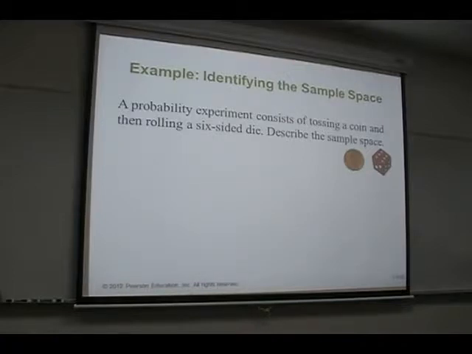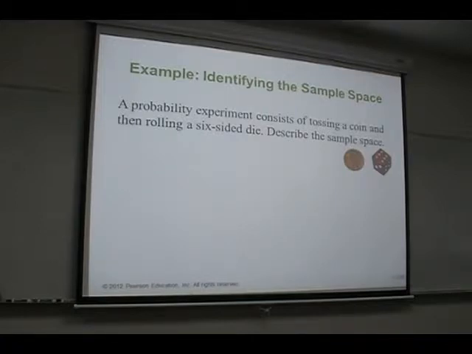So you've got to be aware of whether one event is going to affect your second event. Now here, we're flipping a coin and we're rolling a dice. One of those is not going to affect the other. Obviously, if we're flipping a coin, we've got 2 options, heads and tails. And if we're rolling a dice, we've got 6 options, 1 through 6.